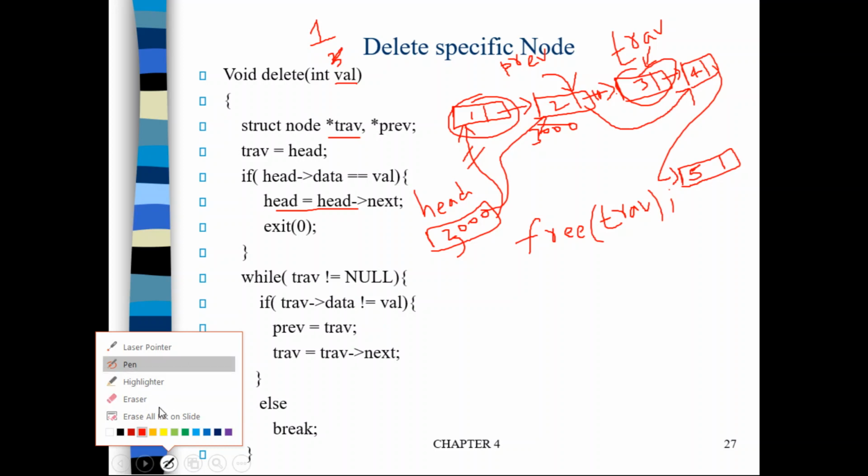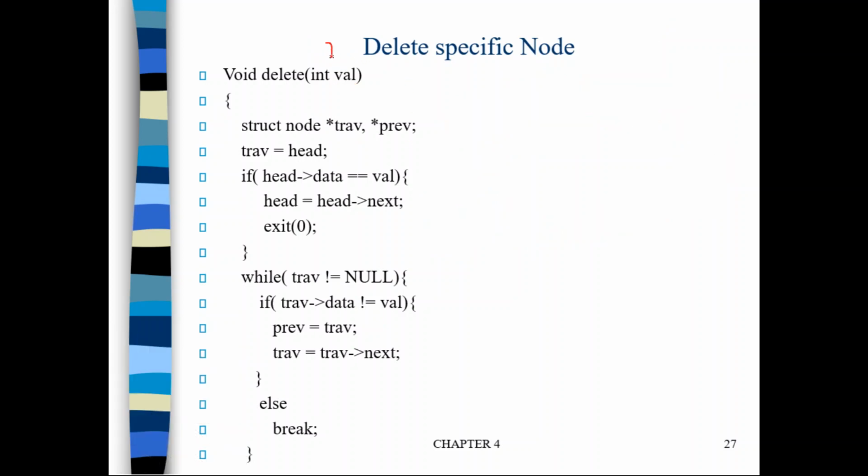The diagram is clumsy, let me delete it. Let us assume this is 3. We are creating some pointers, node star traverse and star previous. Traverse is equal to head. So in our case, what is head? Head contains the starting address of the first node, which is 2000. So traverse also will hold 2000. It means that traverse is also pointing to the first node.